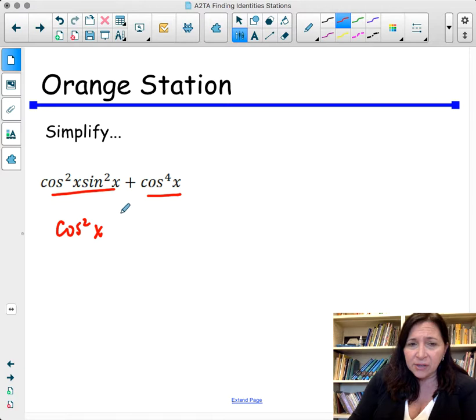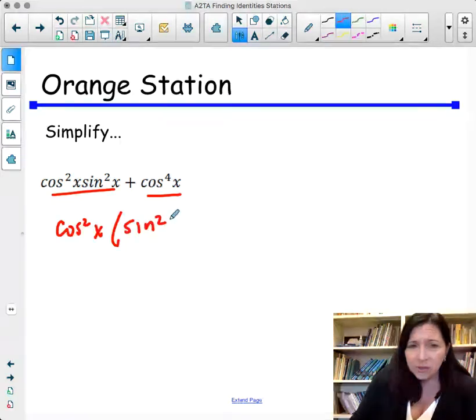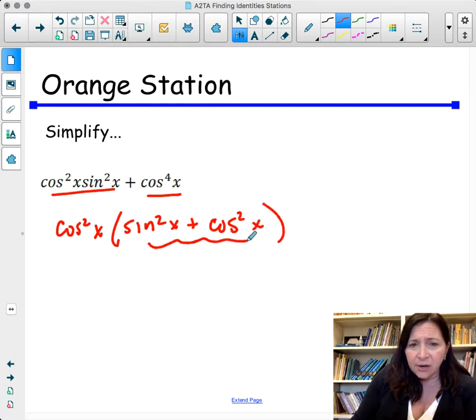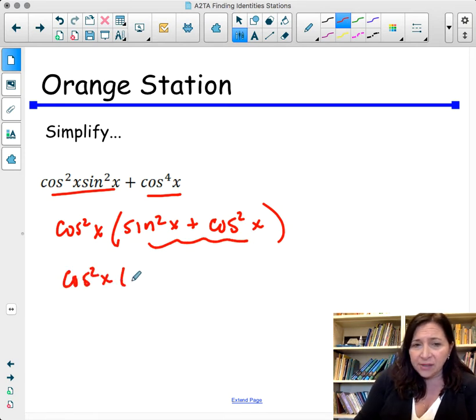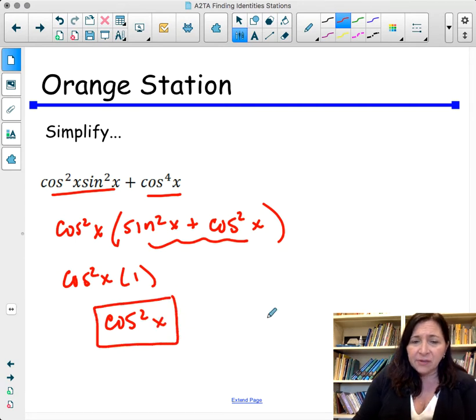So I'm going to say cosine squared of x, and what I have left is sine squared of x plus cosine squared of x. Now, this right here is actually just 1, so I have cosine squared of x times 1, which is just cosine squared of x. That's simplified.